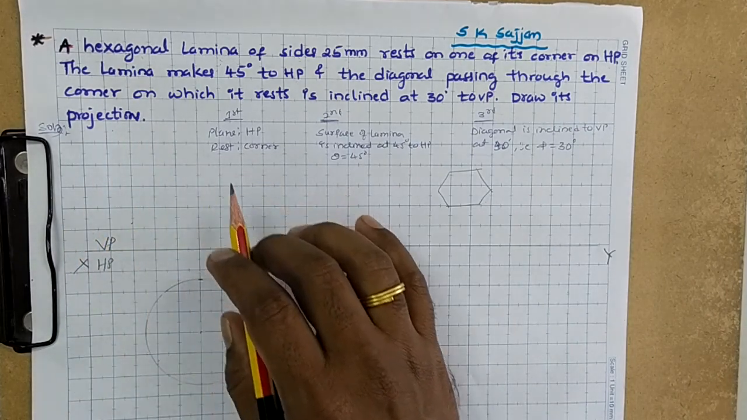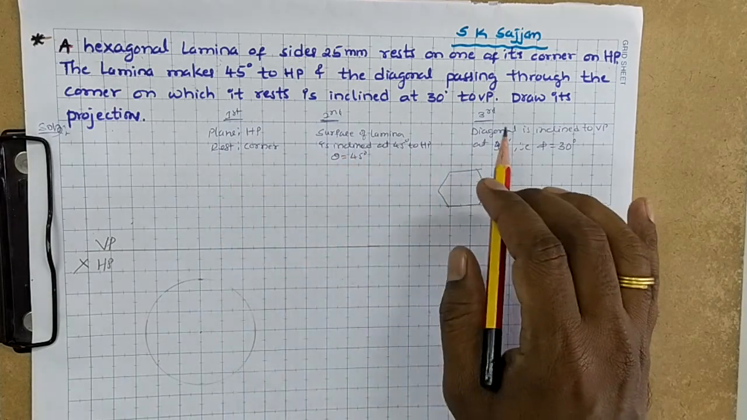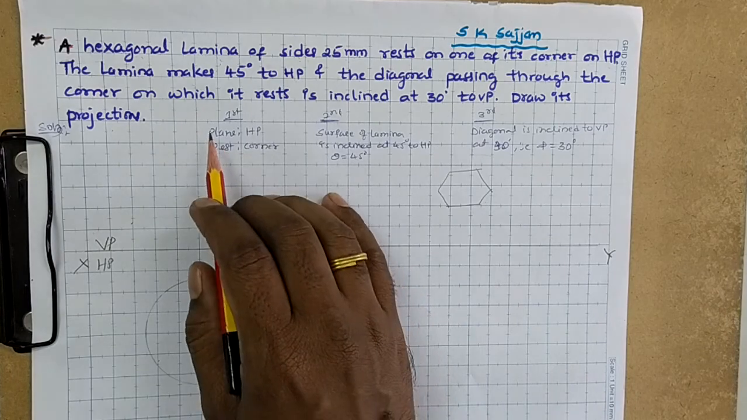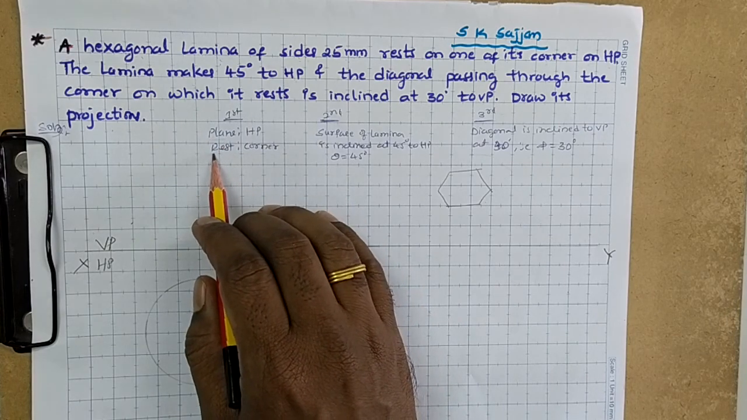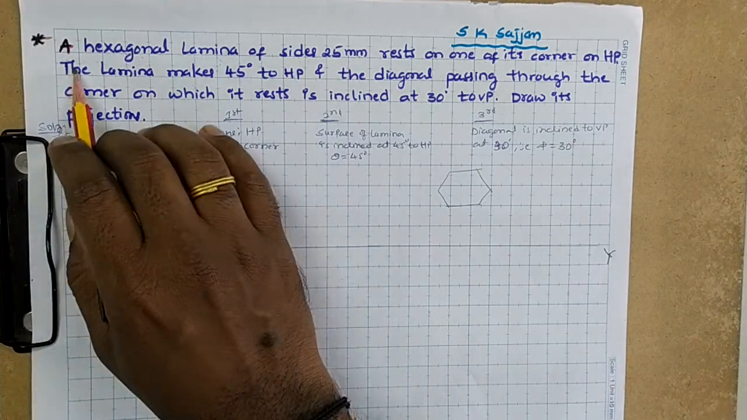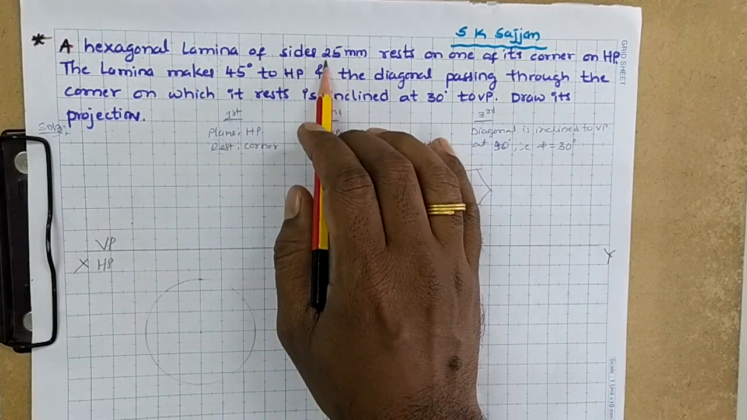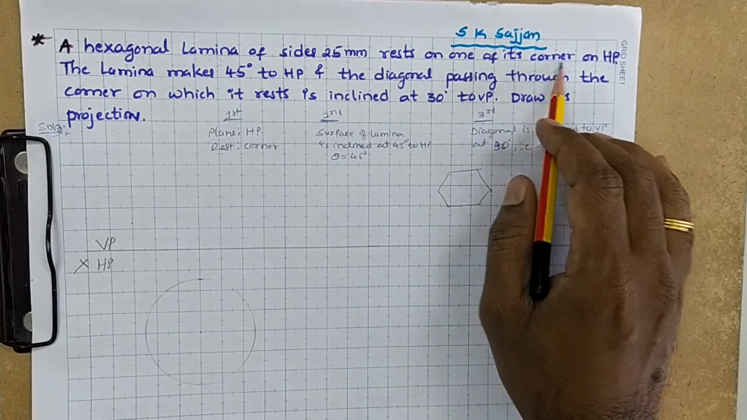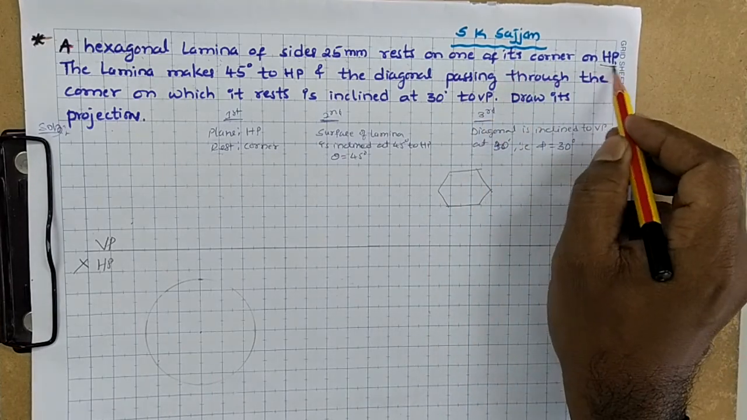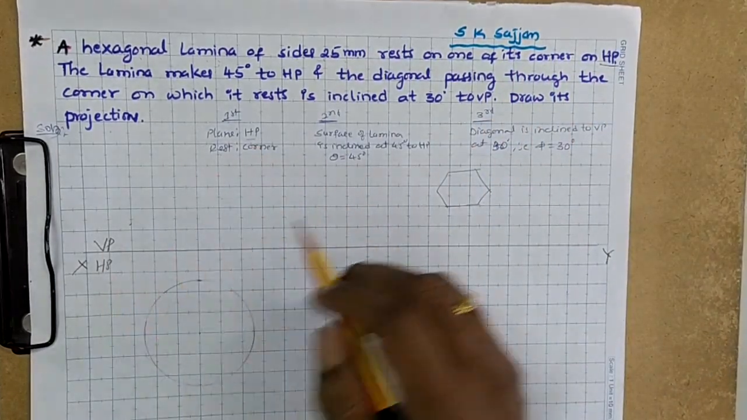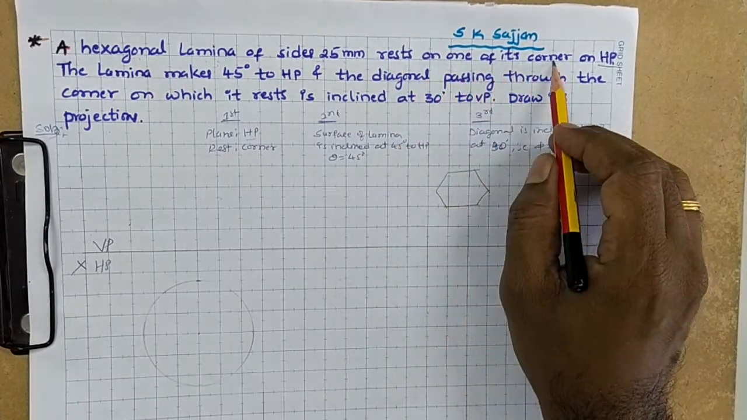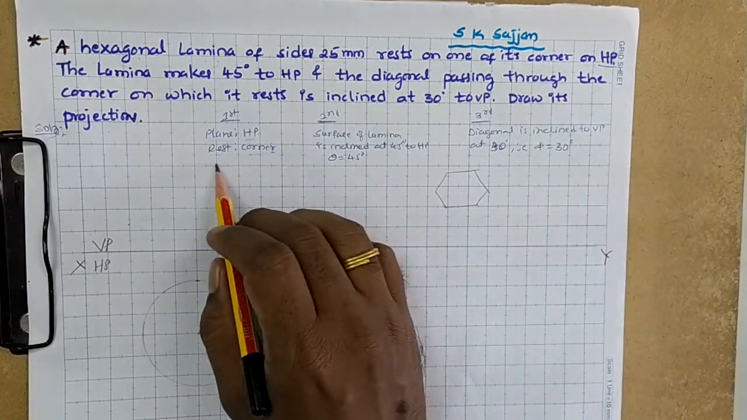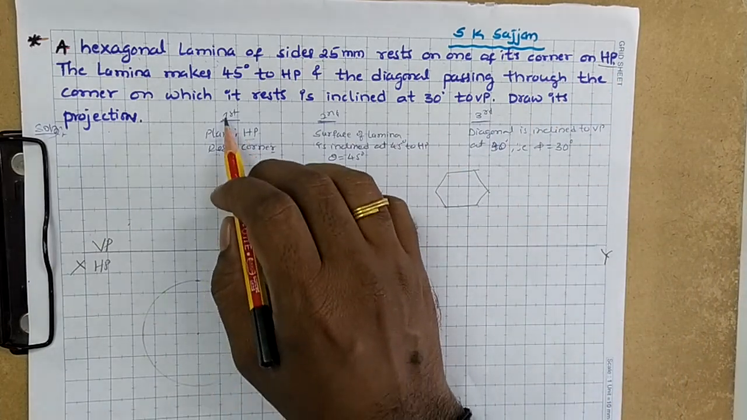Let's start to find out the details of the first portion, second portion and third portion. For the first portion we need to identify the plane of projection and how it rests on that plane. A hexagonal lamina of side 25, the length of side of the hexagonal lamina is 25. Rests on one of its corners on HP. The plane of projection is HP, directly given, and it rests on one of its corners, which means resting on a corner. These are the two details of the first portion.